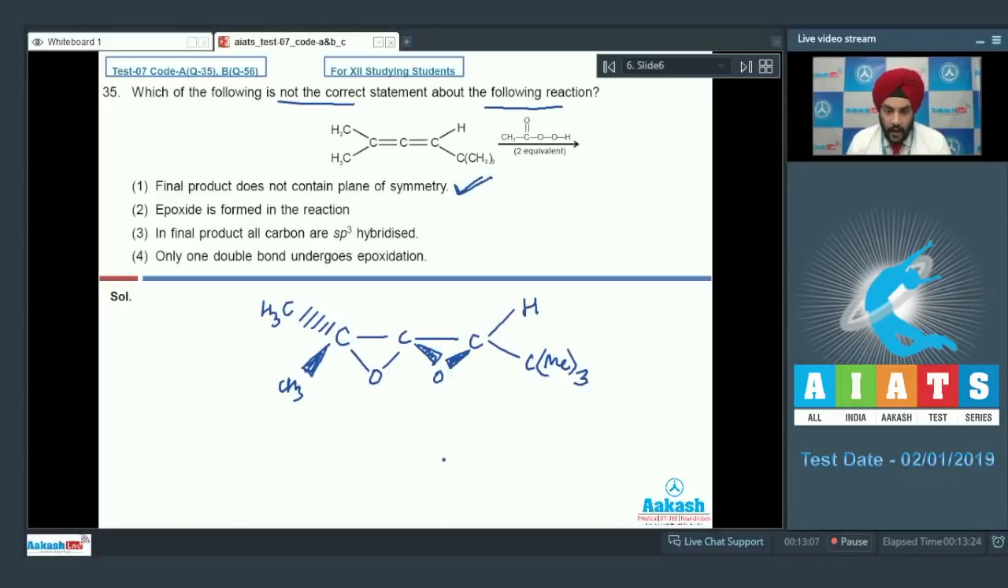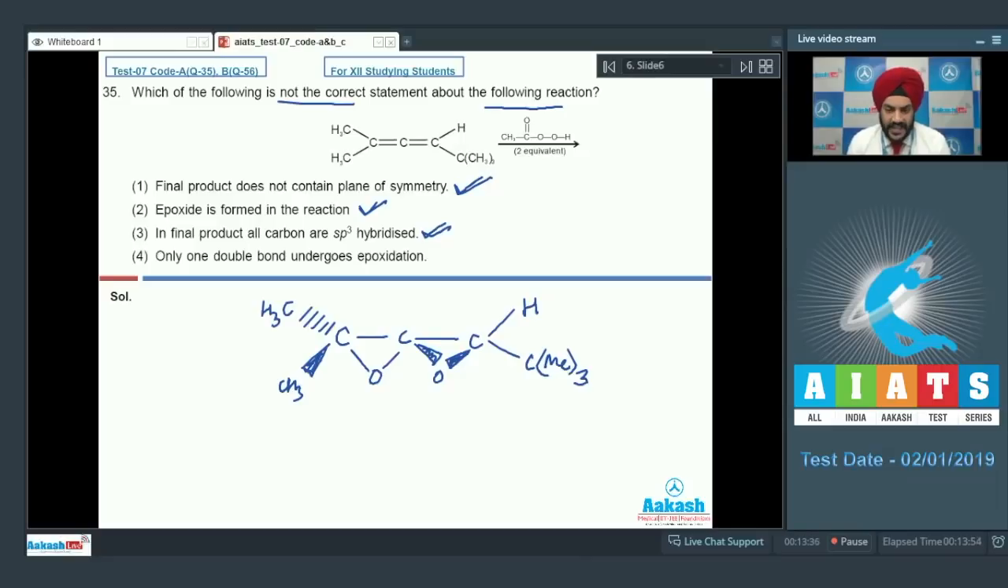Okay. If you look at the second statement now, epoxide is formed in the reaction. This statement is correct, students. There is indeed the formation of epoxide in this reaction. If you look at the third statement now, in final product, all carbon atoms are sp3 hybridized. Students, this statement is also correct. In the product, all of these carbons are sp3 hybridized, as each of them forms 4 sigma bonds.